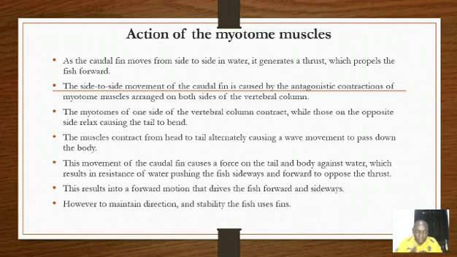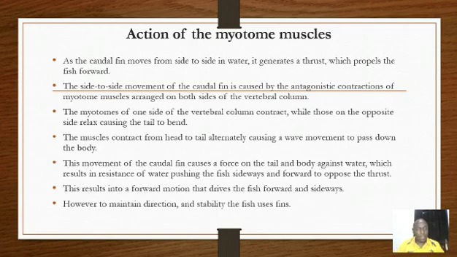And these myotomy muscles on either side are antagonistic. When the ones on the left contract, those on the right relax. When those on the right contract, those on the left relax.